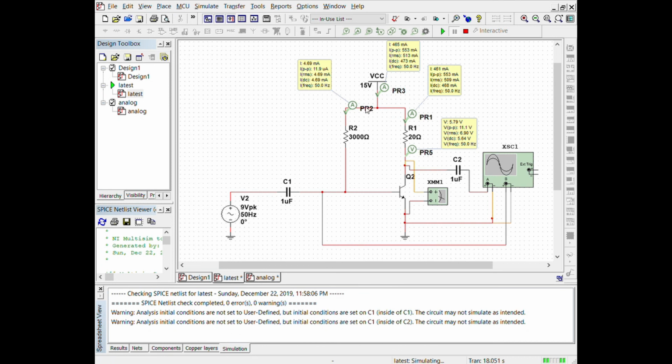Okay. This is the simulation circuit that we designed for the class A amplifier by using VCC 15 volt, RB equal to 3k ohm and RC equal to 20 ohm. We're using the transistor. We got the VRMS equal to 3.977, which is equal to V peak. Then we got the corresponding value of ICQ with 468 milliampere, and that's all.